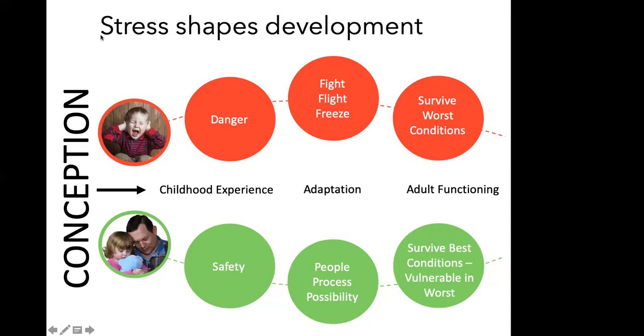Her adaptation to these early experiences is looking for people, processing the information around her, and seeing the possibility. She's had the opportunity to explore her early childhood in a safe, nurturing environment. So for her adult functioning, she's set up to survive the best conditions. That's what she's had practice with. And she might be more vulnerable in the worst conditions compared to the child pictured in red.